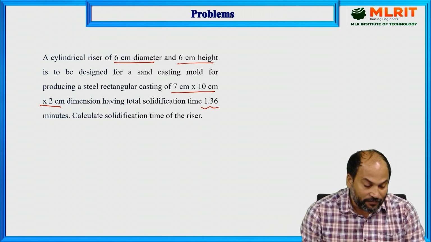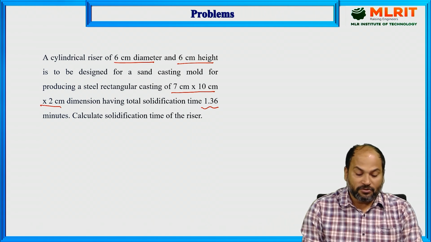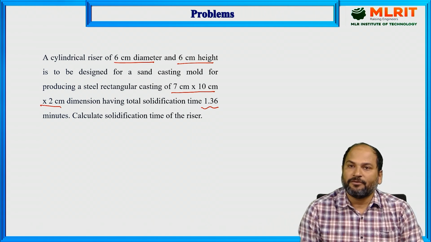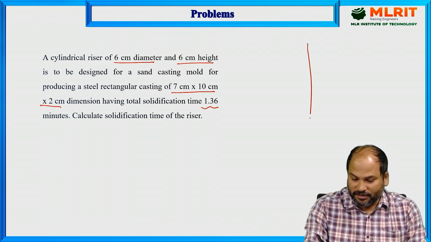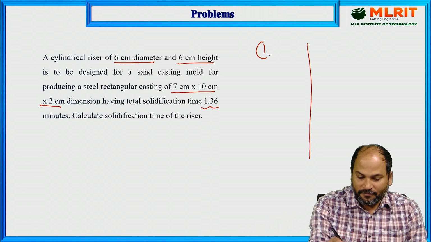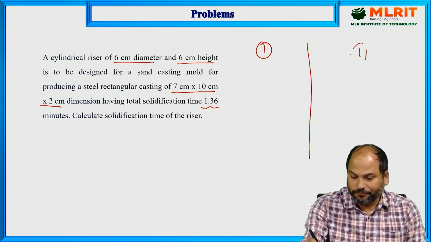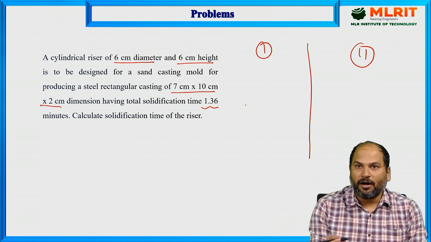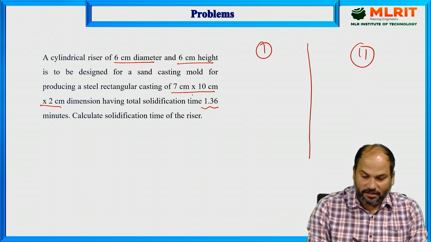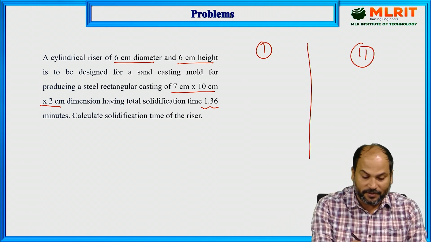Okay, so what do we have to calculate? We have to calculate the solidification time of the riser. So we have to calculate what will be the solidification time of the riser. If we take case 1 and case 2, in the first case, we actually have a cuboid shape casting, whose dimension is given.